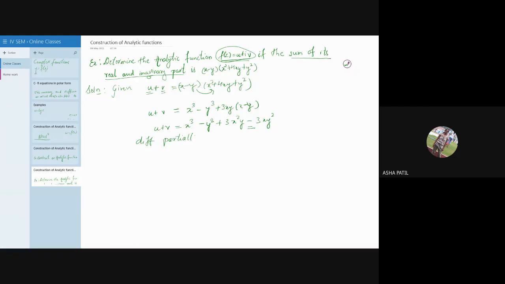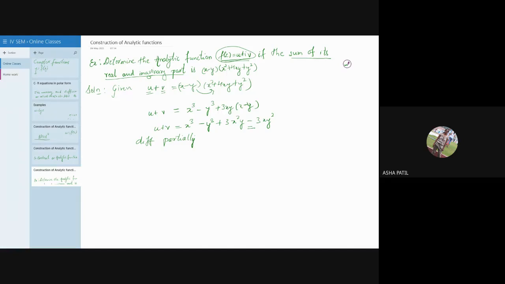Then can you write it as x minus y whole cube? If you write that, later simplification will become difficult, I think, because what we are going to do is differentiate partially with respect to x and then with respect to y. It is not x minus y whole cube. It would be x cube minus y cube minus 3xy into x minus y. Here you have got plus 3xy, right?